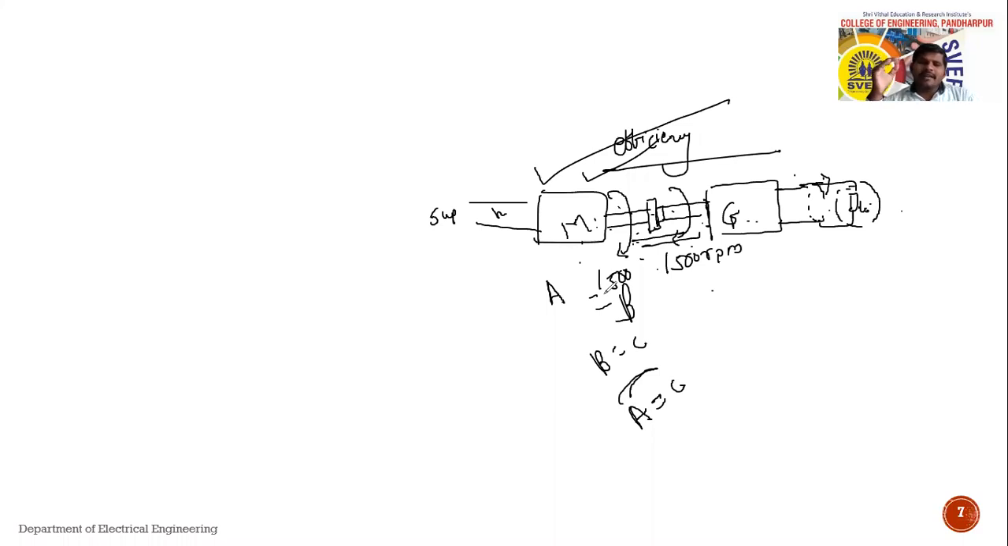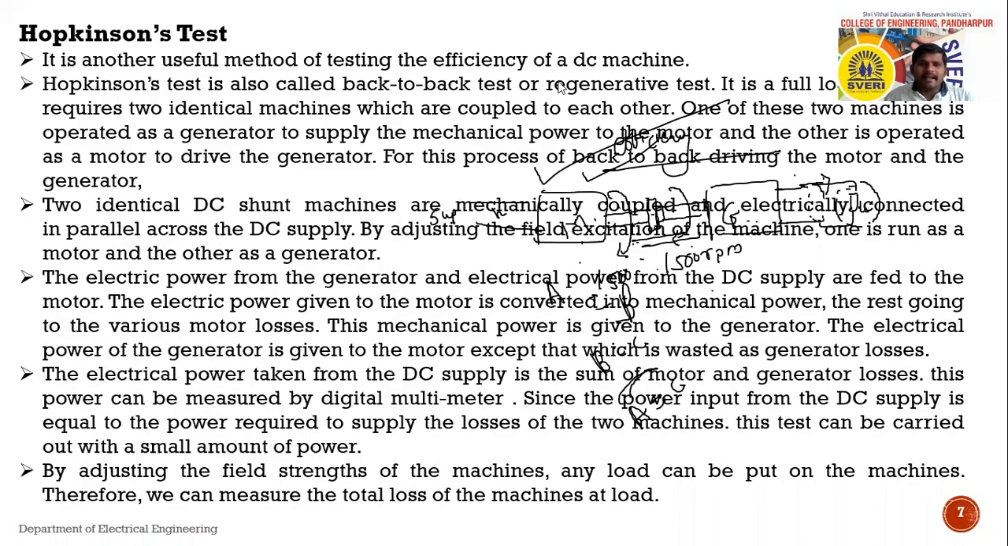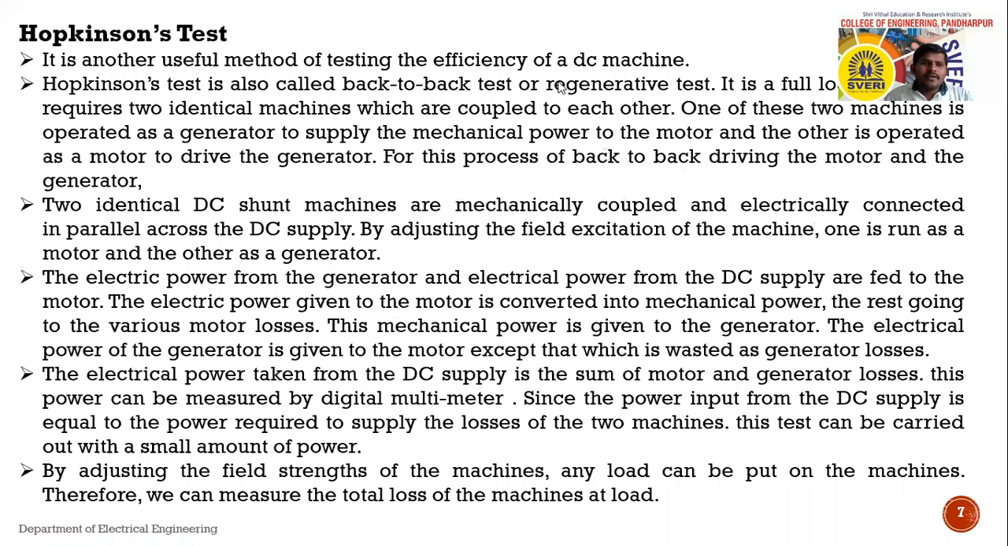So we are indirectly putting load on that machine and testing it. This is the indirect method of testing, and we have already discussed an indirect method of testing, the Swinburne test. Now today we will discuss the Hopkinson test. The Hopkinson test is also called the back-to-back test.